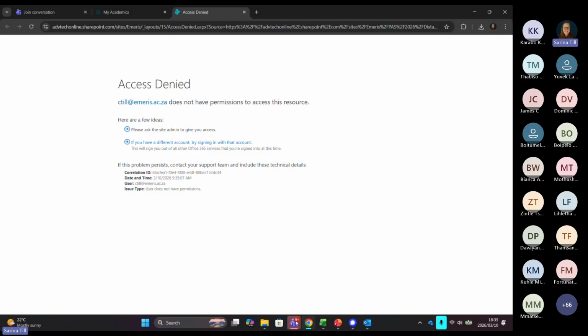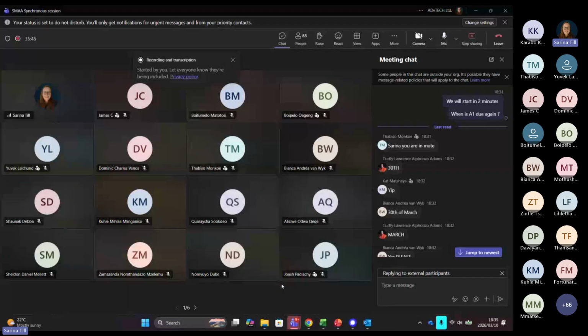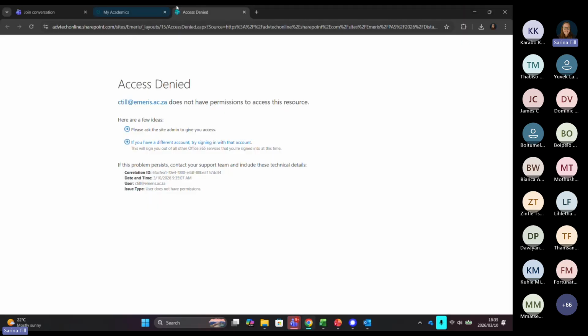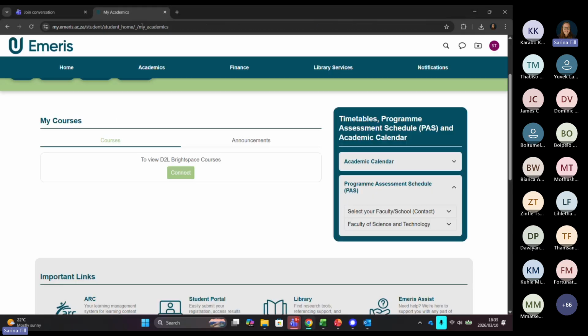Please stick the PAS in the chat for us. Can somebody quickly download that PAS document and stick it in the chat? And then you guys can look at that. Your PAS will be right there where I showed you where to go, where mine is just not working because it says access denied.